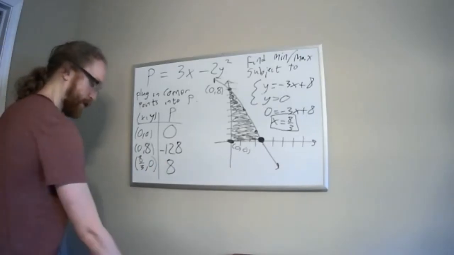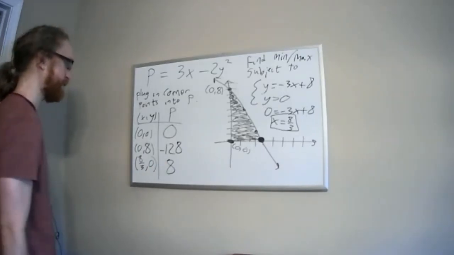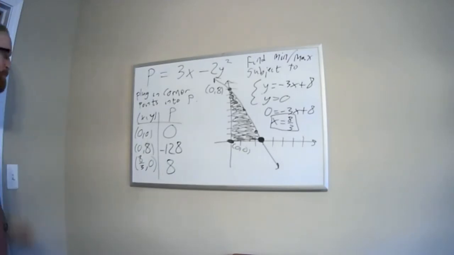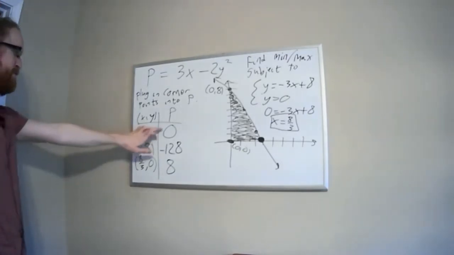That worked out nicely with that fraction. I didn't plan that, so that's kind of nice. So here are the values I get by plugging in the corner points. I get 0, -128, and 8.